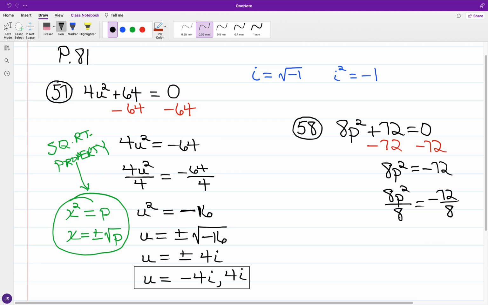Okay, so I have 8p squared over 8, so this will become p squared. Then we have p squared is equal to negative 9. And again, with the square root property, this time we have p squared equal to negative 9. So we're not looking at the same kind of p, because the p squared was representing x squared, and going from p squared to p, the formula p is represented by negative 9.